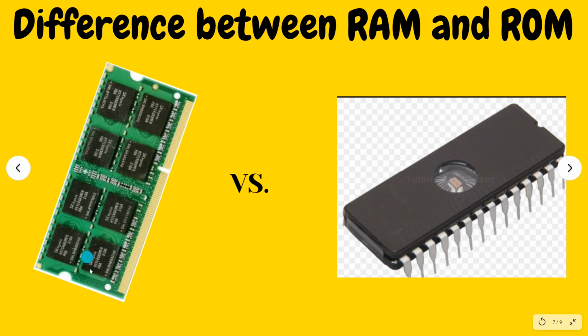RAM is directly accessible by the CPU, whereas the ROM is not directly accessible by the CPU. The data stored in RAM can be retrieved and altered by the CPU, whereas the data stored in ROM cannot be altered, it is read-only. So we have seen the major differences between RAM and ROM. Now let's see more about RAM.